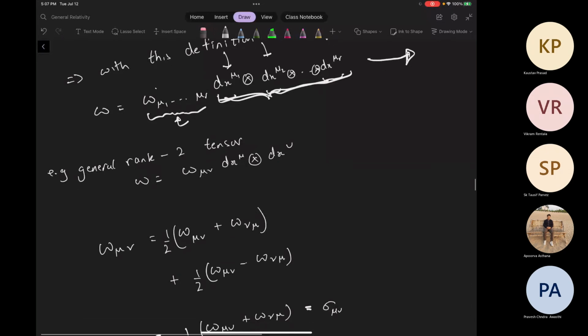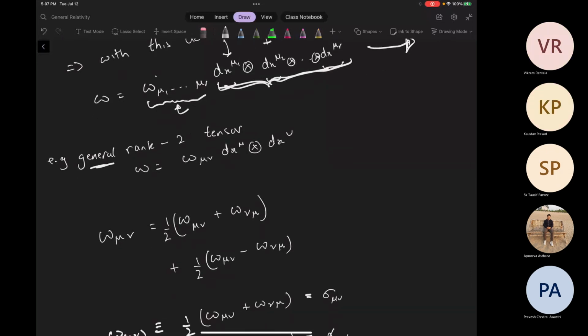So for example, let's start with a general rank 2 tensor. This is not necessarily a 2 form. This is just a tensor of type 0, 2. So it has a dx mu tensor dx nu, and there's an omega mu nu coefficient.